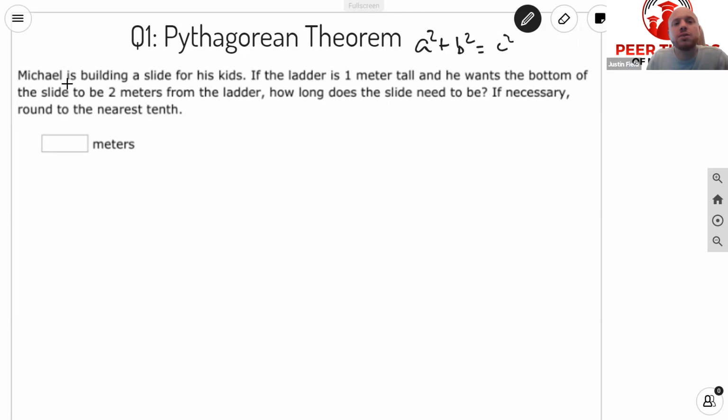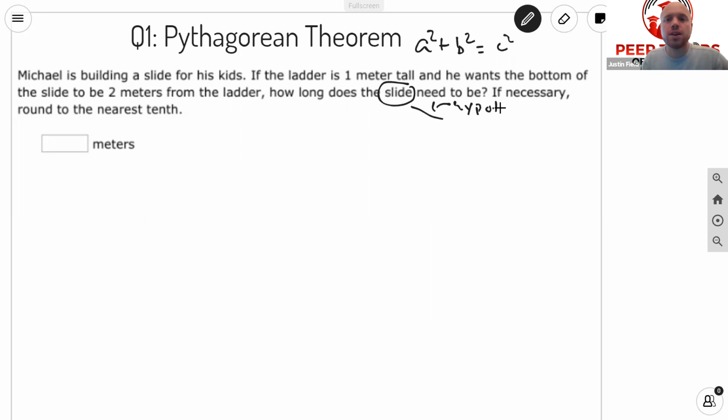So Michael is building a slide for his kids. If the ladder is 1 meter tall and he wants the bottom of the slide to be 2 meters from the ladder, how long does the slide need to be? So right away, I know that the slide, it's like that, right? That is your hypotenuse.